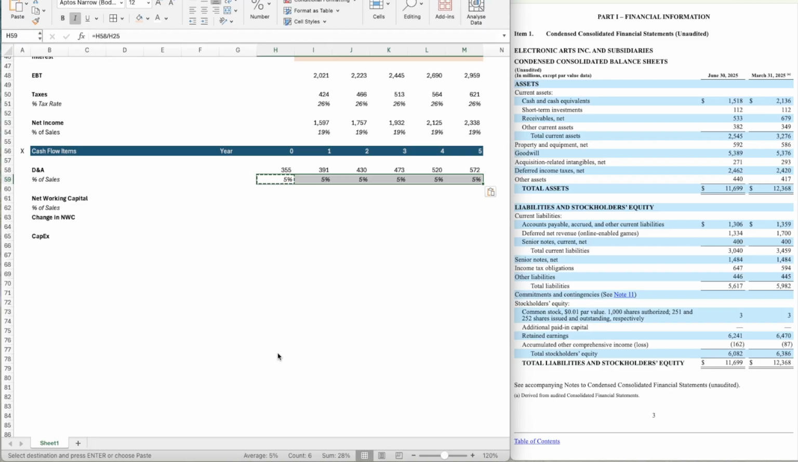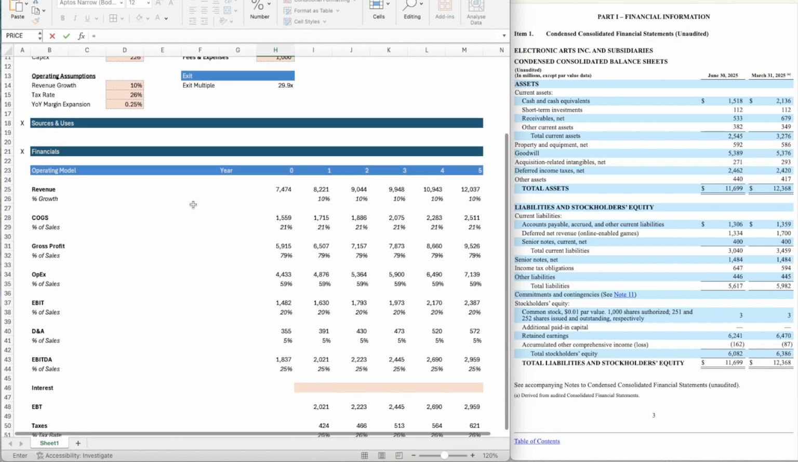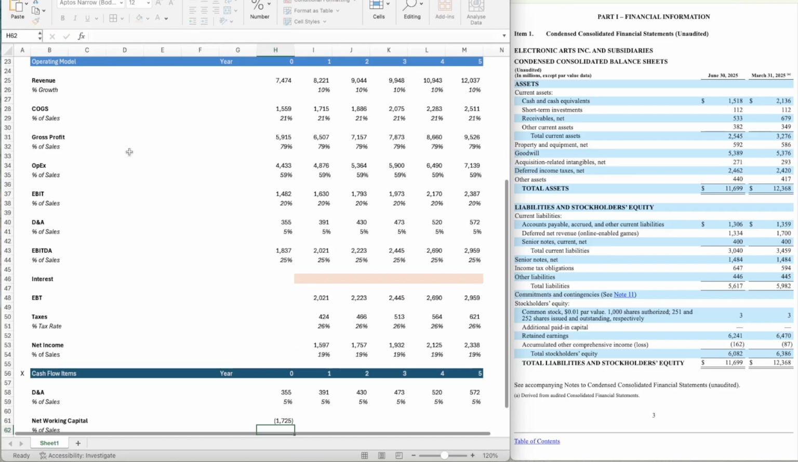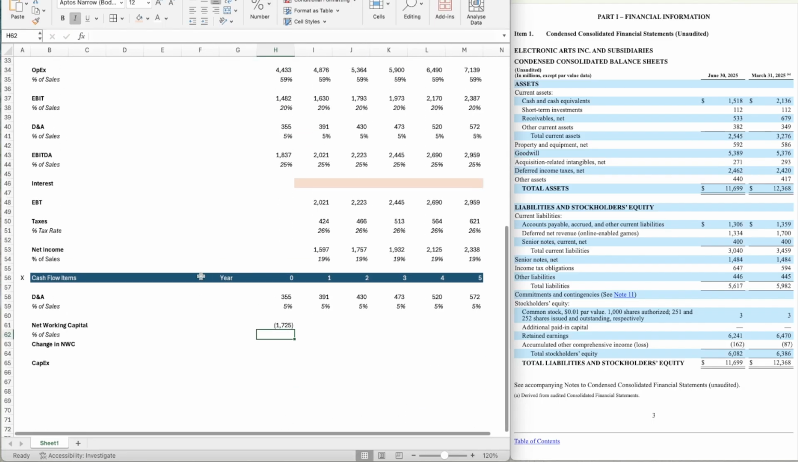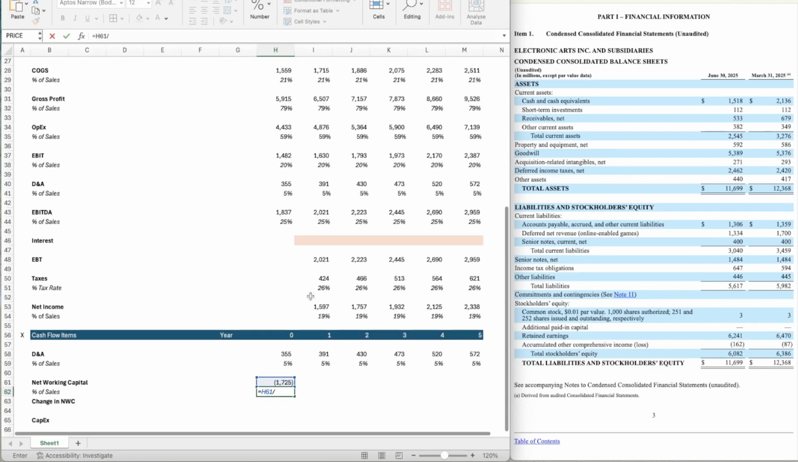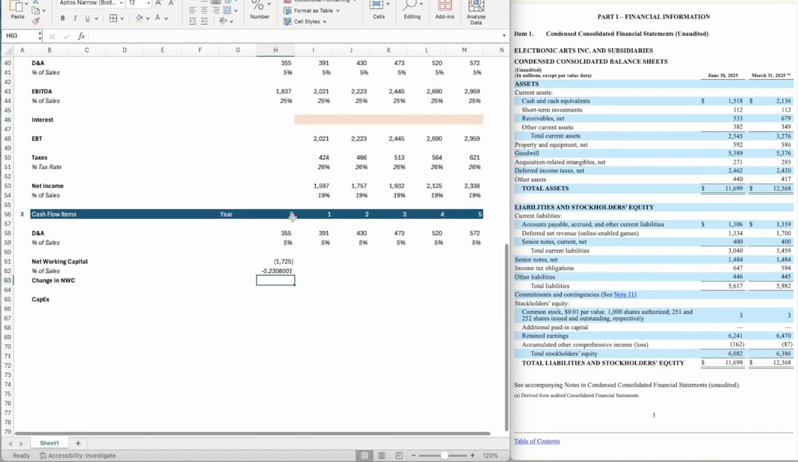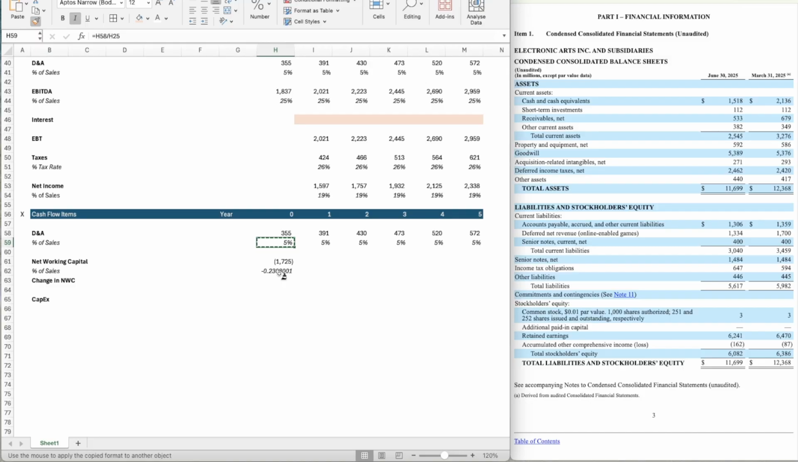If we do, then the net working capital, that equals, that we have to take from here. We need to know what it is as a percentage of revenue. No. Keep it consistent.